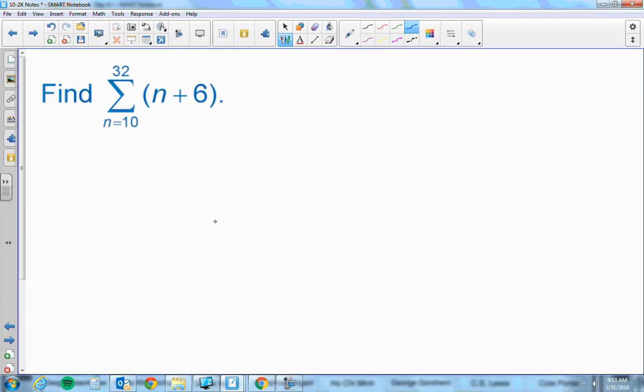Now, you have to be careful with this stuff. I would highly recommend writing out the sequence first, or the series. If you plug in 10, what do you get? And then you plug in 11 next, which gives you 17. You plug in 12 next, which is 18. And then let me jump to the end. What's the last number? 38 is 32, plus 6 is 38. Okay?